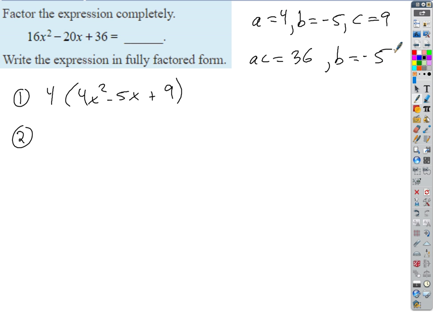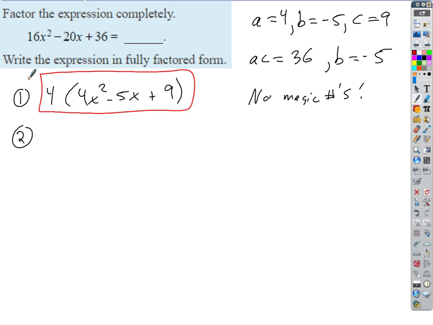Is that going to work? Are there numbers that multiply to 36 and add to negative 5? So what's the result here? Can we factor this? No, there are no magic numbers. So our answer is, we're done. It's that. That's as much as we can factor it. Okay? All right, let's try another one.